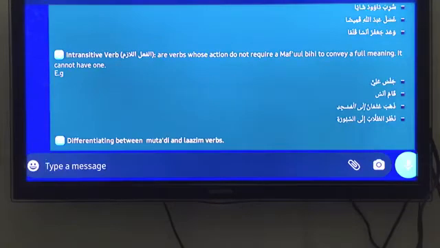Anas stood, or Anas stood. So you can see it is complete. We didn't see any maf'ul bihi because it does not require it. Intransitive verbs will convey the full meaning of the sentence without any maf'ul bihi. It does not require it.